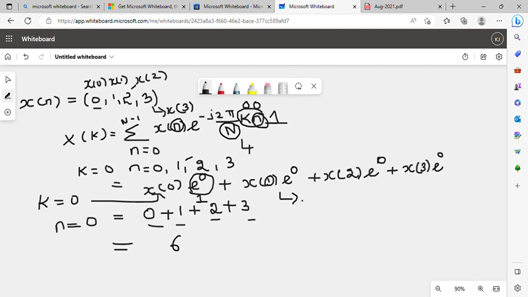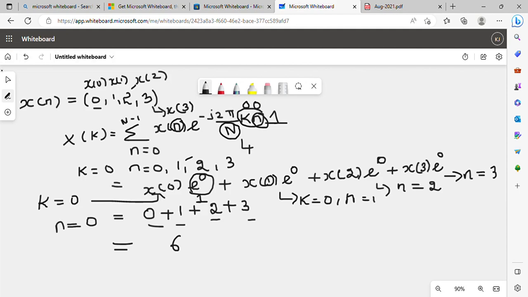Yes, k is equal to 0 and n is equal to 0. This is my resultant for k is equal to 0. My k will always be 0 and n is equal to 1. This is for n is equal to 2. This is for n is equal to 3. Right? Yes. The k is equal to 0 only. This is the resultant you got.